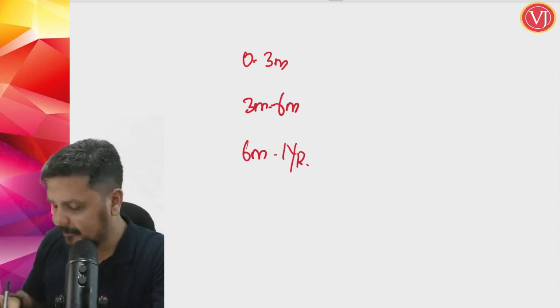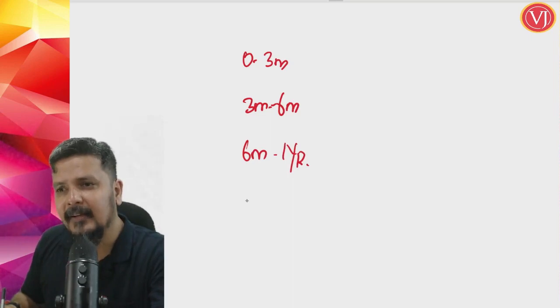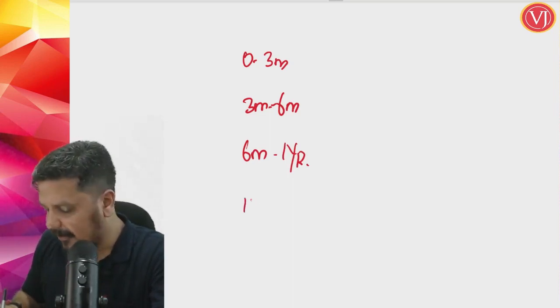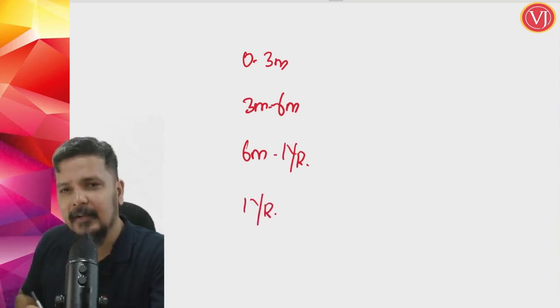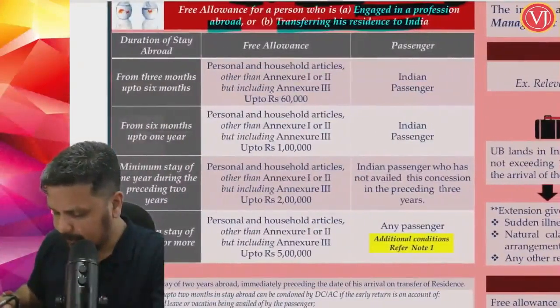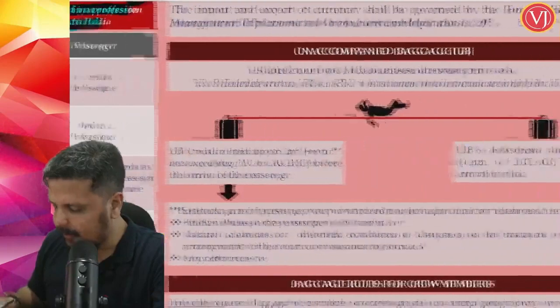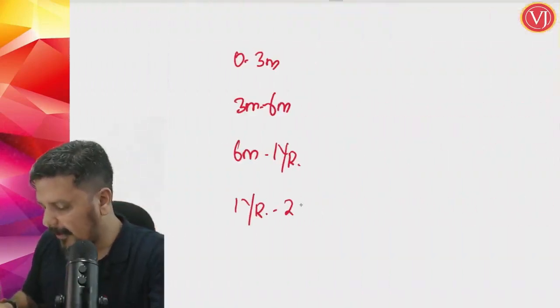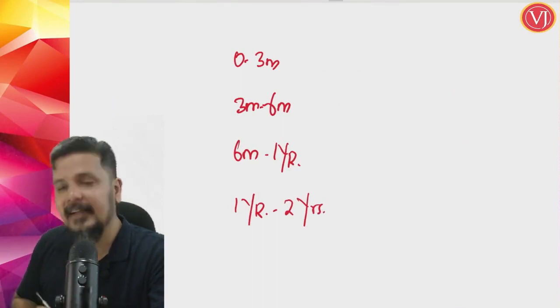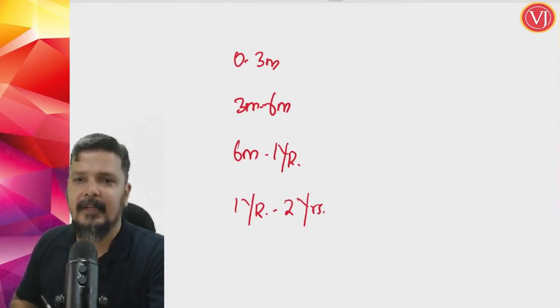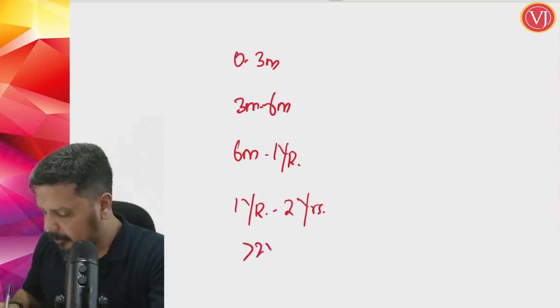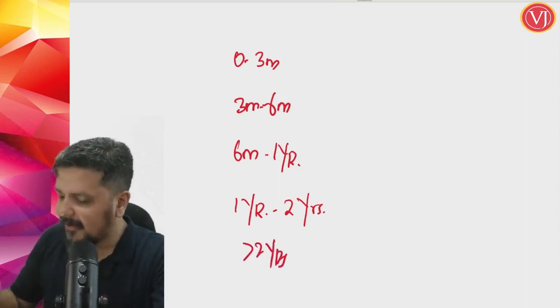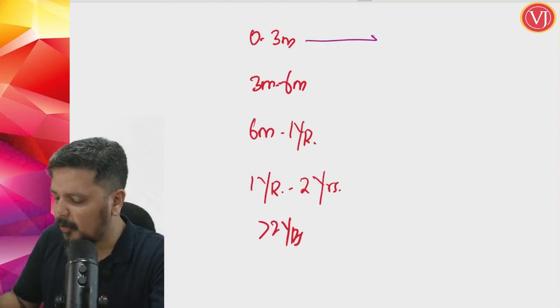And finally, more than 1 year during some point, right? During the last 3 years. More than 1 year during the last 2 preceding years. And finally, minimum 2 years. Now understand this.